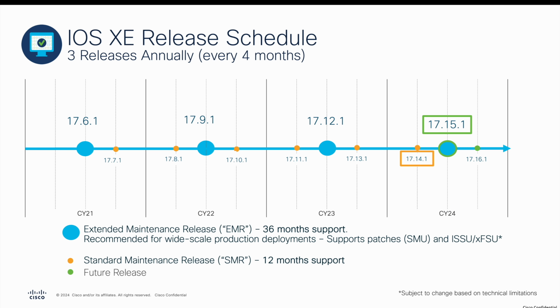XE 17.15.1. So in general, the iOS XE release scheduling has two different types of releases, one being the standard maintenance release or SMR, which gets support for 12 months. And then we also have the extended maintenance EMR release, which gets support for 3 years or 36 months. And iOS XE 17.14.1 is a standard maintenance release, while iOS XE 17.15.1 is an extended maintenance release with support for patches and more.